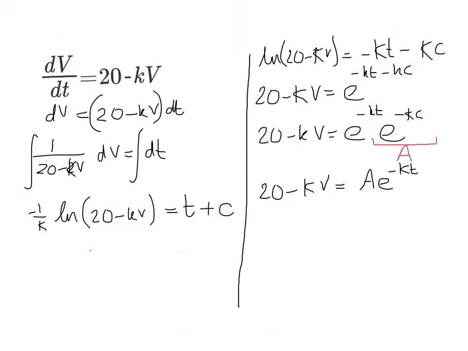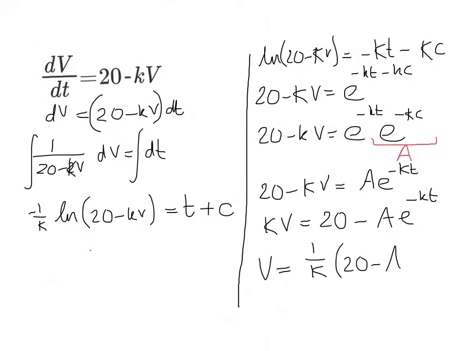Right, now what should I do? I will put that kv on the other side and this on the other side, and it's going to say kv equals 20 minus a e to the minus kt. Okay, we're getting somewhere. Dividing through by k, v equals 1 over k times (20 minus a e to the minus kt), and then using some information about what v is when t is 0 and what v is when t is 10 or something, we'd be able to find the value of k and the value of a.